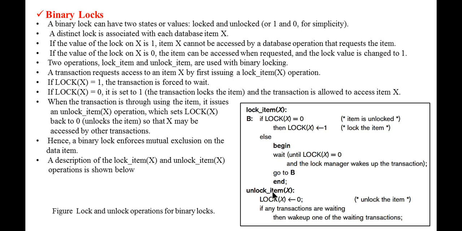Similarly, when a transaction issues unlock item, meaning the item is held by the transaction and it now wants to release that item, it simply sets the value of lock for that data item x to 0, meaning other transactions can access the value of x now. So this is lock and this is unlock, only two operations are there.